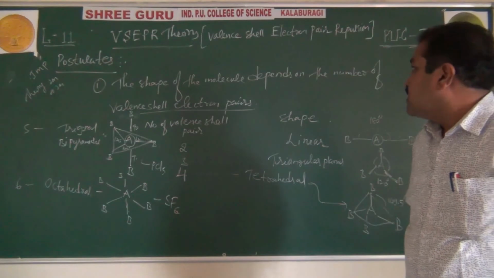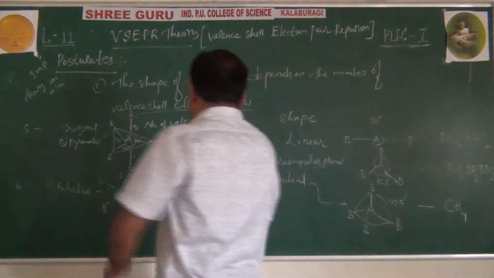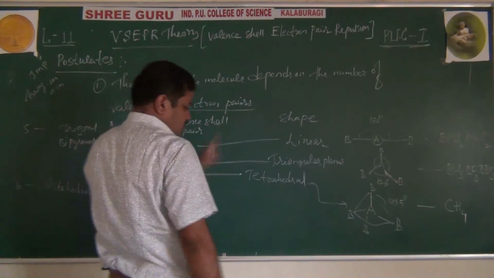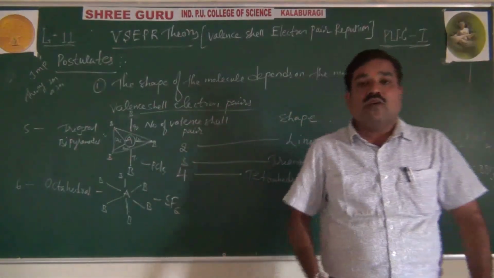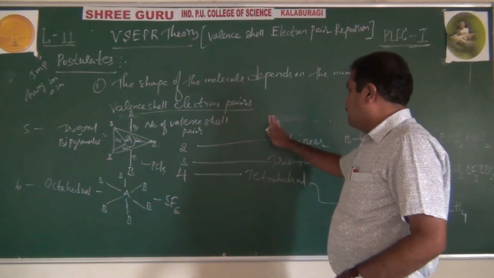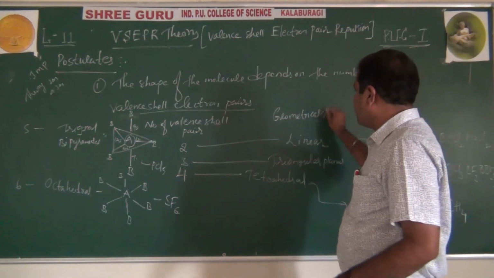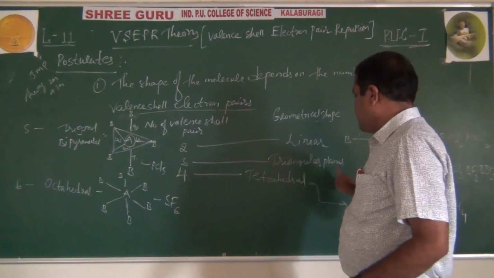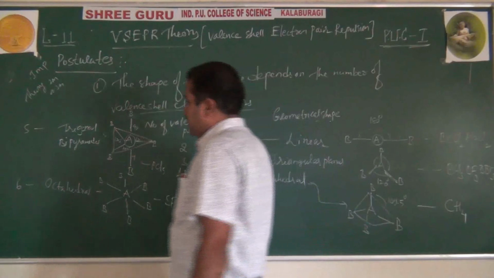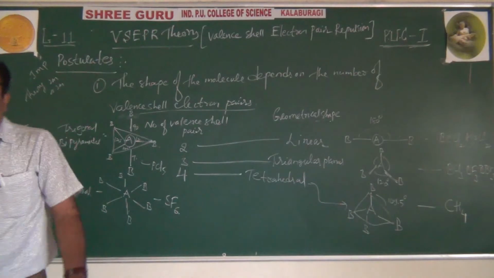The shape of a molecule depends on the number of valence shell electron pair repulsions. Yes, if there are 2 pairs, linear, 3 pairs, triangular planar, 4 pairs, tetrahedral. Geometry will remain the same. See, I am using the word geometry, not shape. Okay, but here we can tell geometrical shape better: linear, triangular, tetrahedral, and these examples are to be studied. If it is 5, trigonal bipyramidal, 6 octahedral, like this 7 and pentagonal bipyramidal, same.